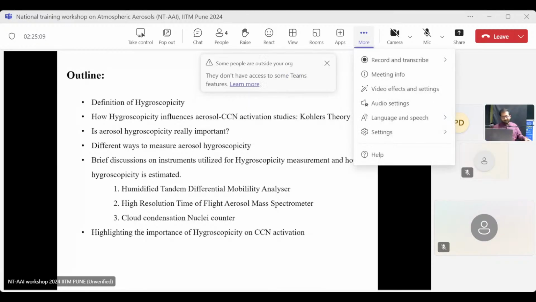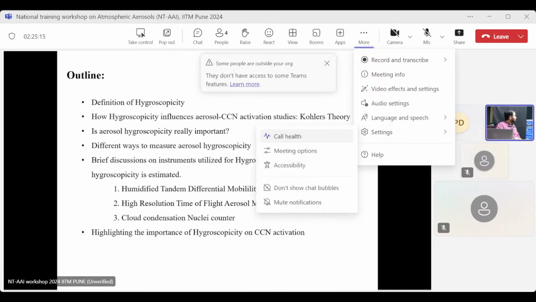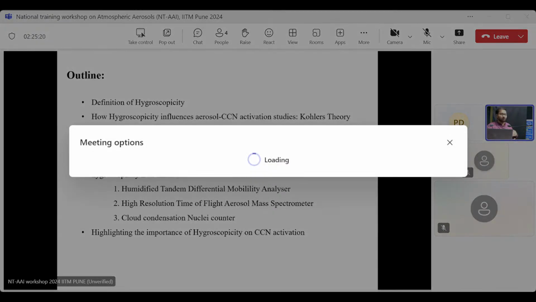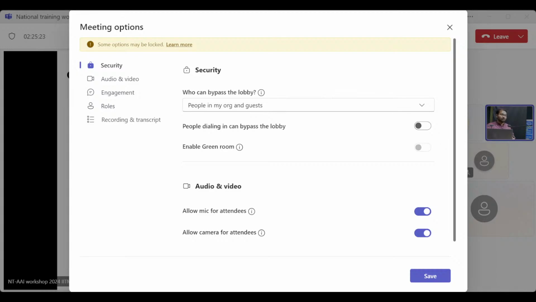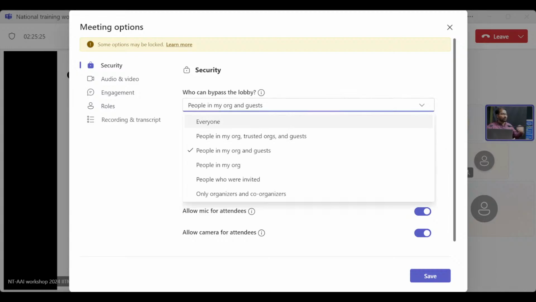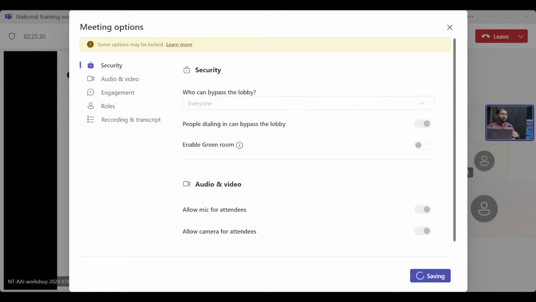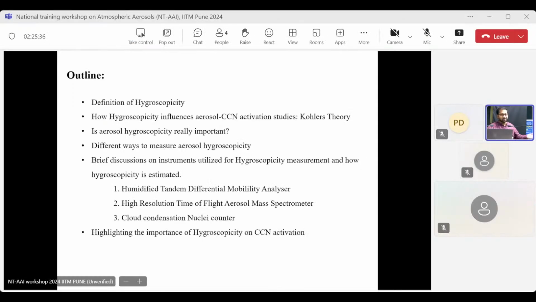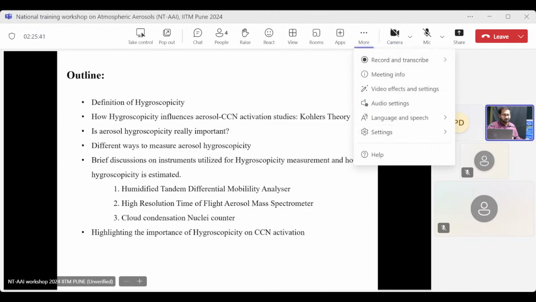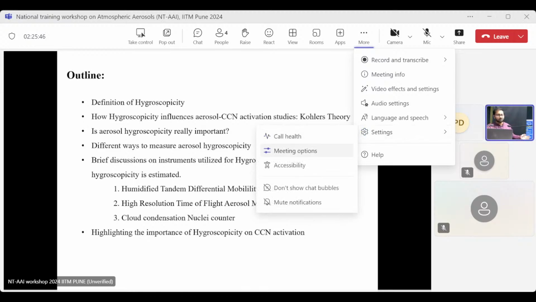My outline of the talk: I'll try to define hygroscopicity. Then I'll describe why hygroscopicity is important, whether it is really important or not, and what the basis is of using hygroscopicity or sizes for aerosol to CCN activation studies. I'll elaborate on different ways to measure hygroscopicity, through direct measurements with different instrumentation, or indirect ones if we don't have direct instrumentation. Then I'll show some results from our lab, which we have already published or are doing.